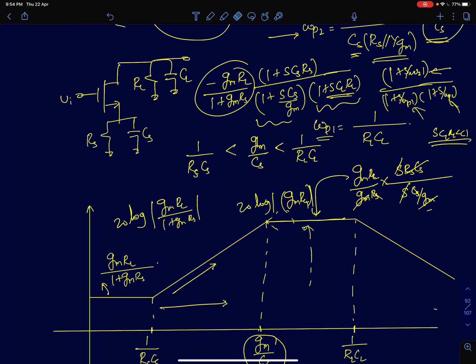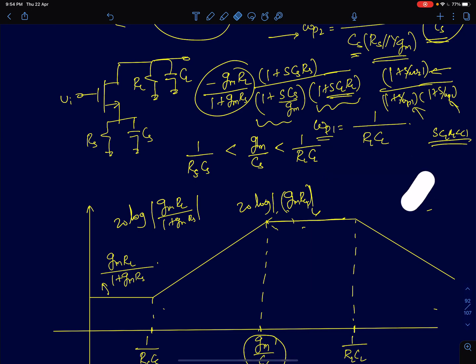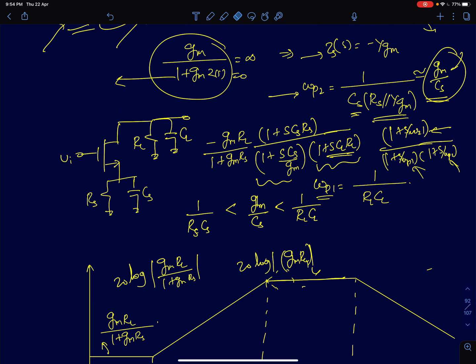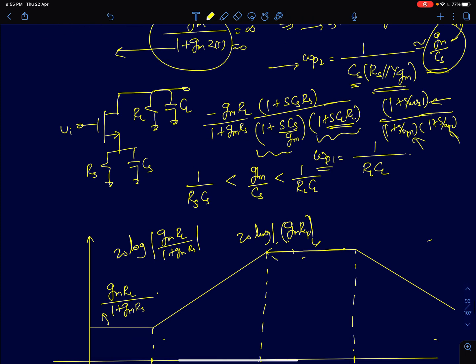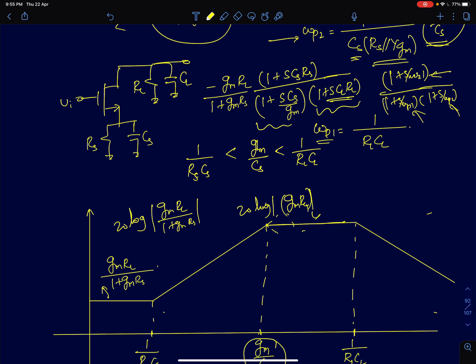You can also get the same value by looking at the circuit intuitively and analyzing it. I'll use another simple approximation from a circuit point of view. It boils down to the same mathematically, but you can choose whatever is convenient to you. If I have a resistor and capacitor in parallel, I can argue that after a frequency 1 by RC, this network is going to behave like a capacitor.